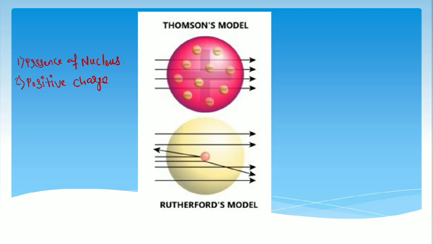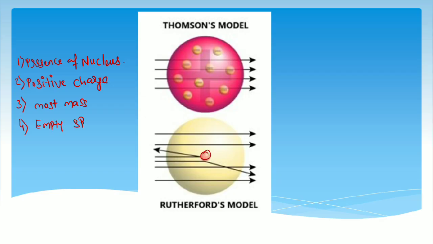Positive charge. So the entire positive charge is concentrated in the nucleus. Then the third observation is most mass. Almost all the mass is concentrated in the nucleus. Then the fourth conclusion was empty space.